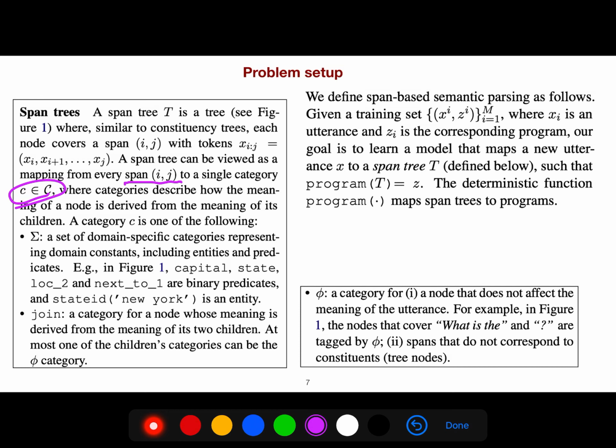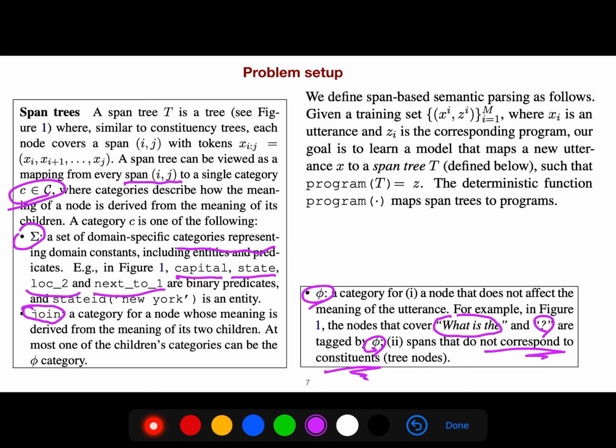A category is one of the following. It is a set of domain-specific categories representing the domain constants, including entities and predicates such as capital, state, location, next to. And also join. Join could be a category for a node. And also null. When it is null, it means that a category for the node does not affect the meaning of the other. For example, in Figure 1, the nodes "what is the" and the question mark are tagged by null because they do not really correspond to constituents.